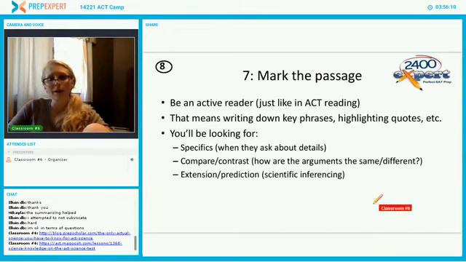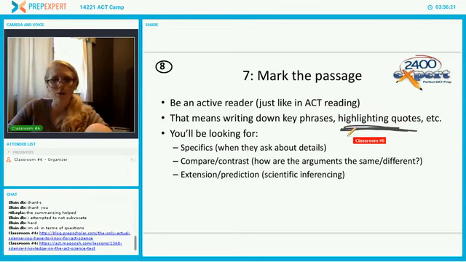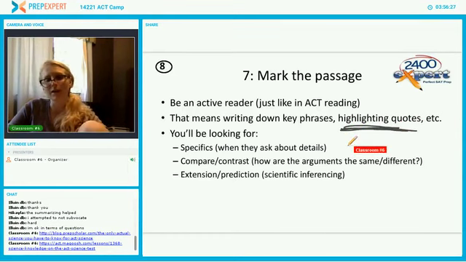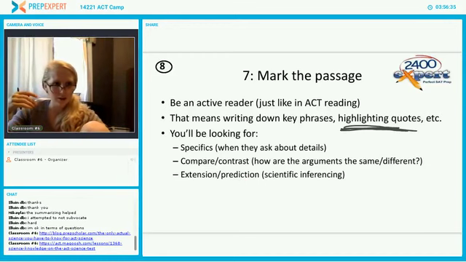All right. So mark the passage. We want you to be an active reader. Just like in the reading section, you should be writing down key phrases, writing paragraph summaries, highlighting quotes. You can't really have a highlighter, so just underlining quotes, etc. You'll be looking for specifics when they ask about details, compare and contrast. You want to know how the arguments are different. And usually the two paragraphs kind of mirror each other. So in paragraph 1, it'll give an argument, and paragraph 2 will be in the same format, but their argument will be inserted in the places where the other argument was. So it can be quite simple to see how they differ from one another.